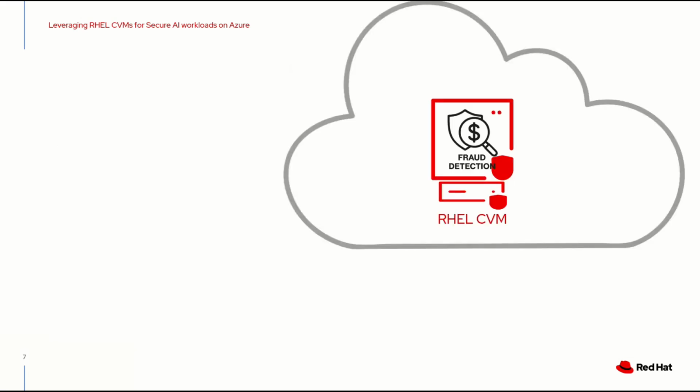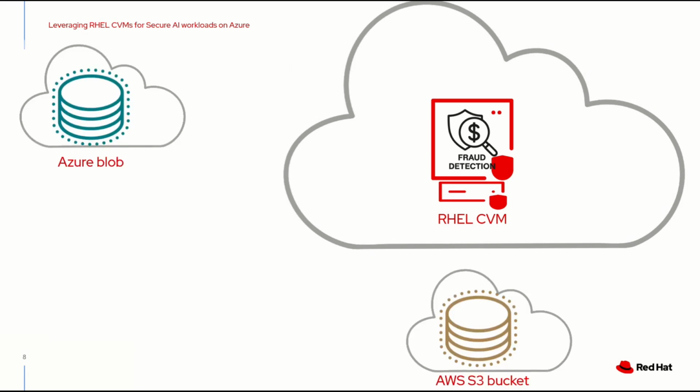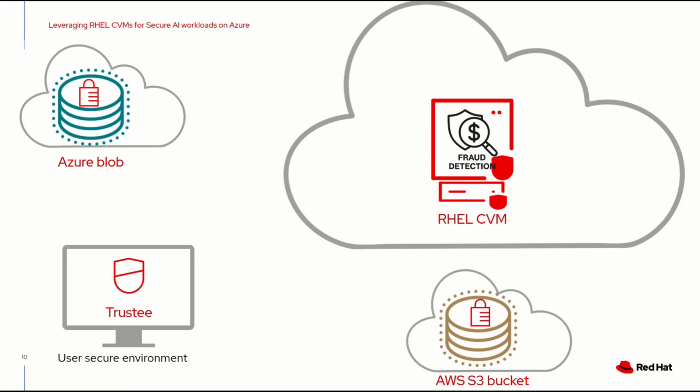The workflow is the following. The model needs some transactions to process. The data will be stored in two remote storage environments: one dataset in Azure Blob Storage and another dataset in an AWS S3 bucket. The datasets, however, are not stored in plain text. They both are encrypted before being uploaded to prevent anyone from being able to read them. Well, where is the key to decrypt them? The key is stored in Trusty, our remote attester running in a user secure environment outside the cloud.